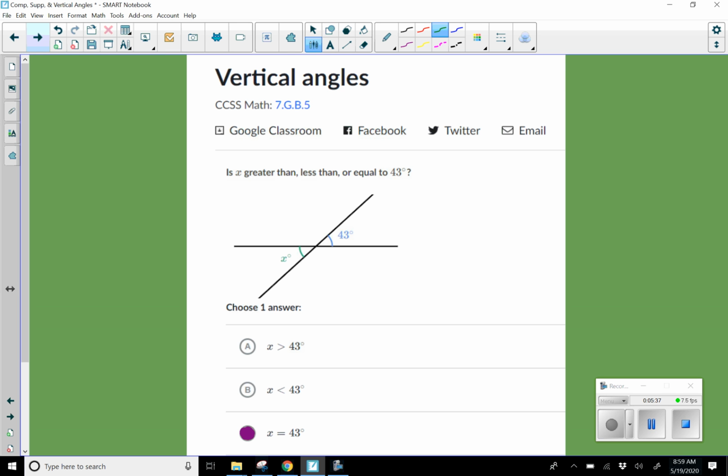Here I can see I have perfectly intersecting lines. Nothing looks crooked. So if they're perfectly intersecting lines, that means that your vertical angles will be congruent to each other, which means that x is going to equal 43 degrees.